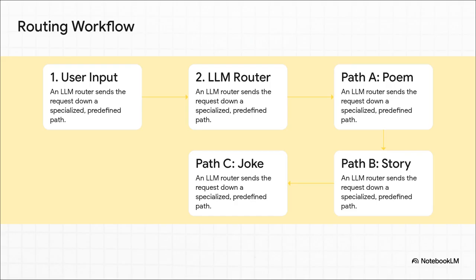So a user says something. The first thing that happens is an LLM router looks at it. It doesn't write anything back. Its only job is to decide what kind of request this is. Is it a poem? Boom, send it down path A to the poetry specialist. Is it a story? Okay, off to path B. A joke? Path C. It's still a predefined workflow, right? The paths are all set. But that branching logic makes it feel so much more dynamic and powerful.